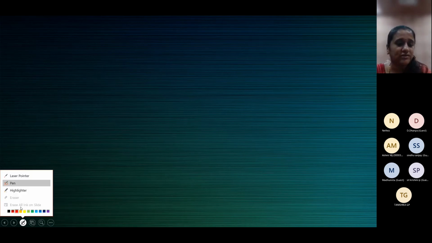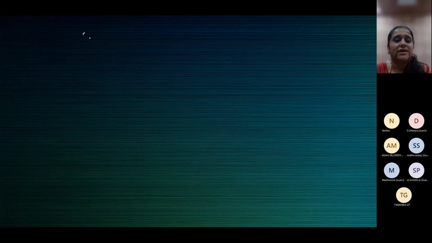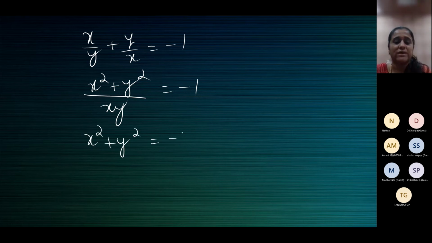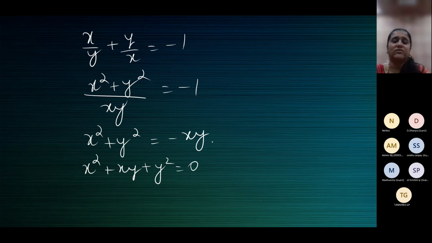Okay, so see here, children. x by y plus y by x is equal to -1. LCM xy. x square plus y square is equal to -1. Cross multiply. x square plus y square is equal to minus xy. Bring all the terms to one side. x square plus xy plus y square is equal to 0. So this is the result we get.